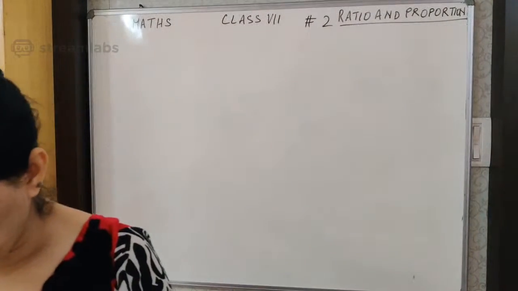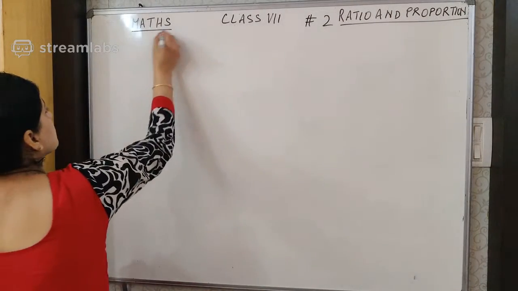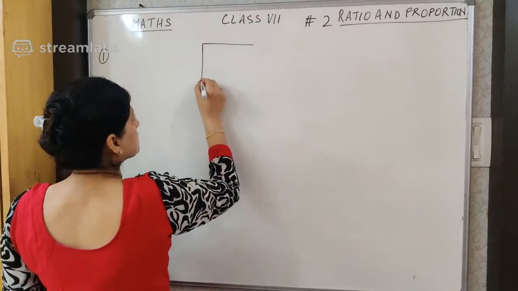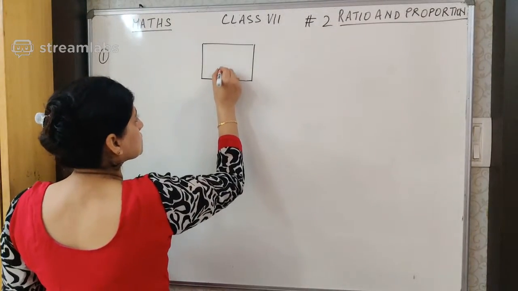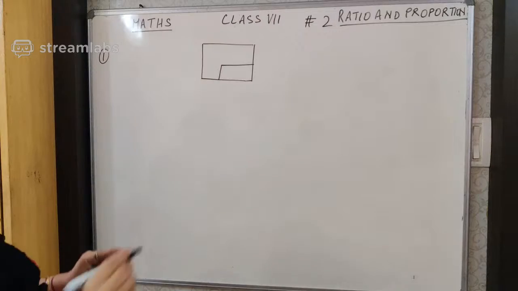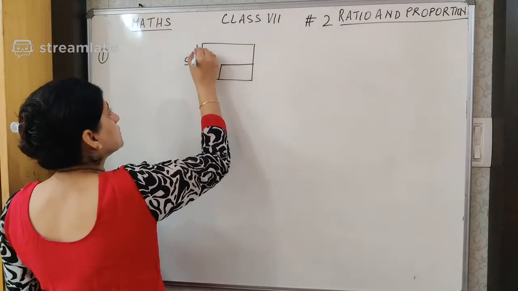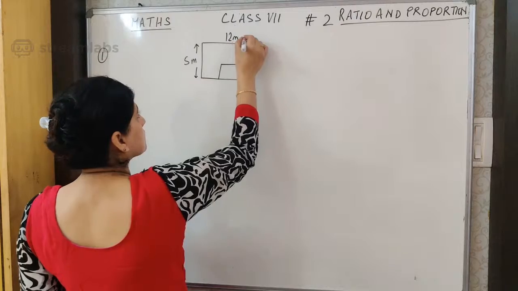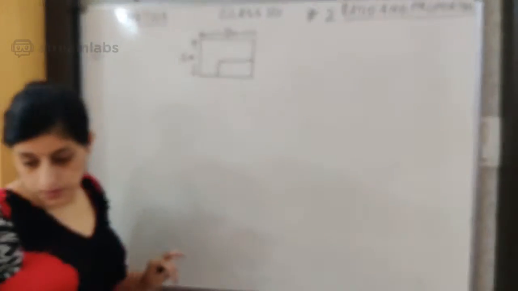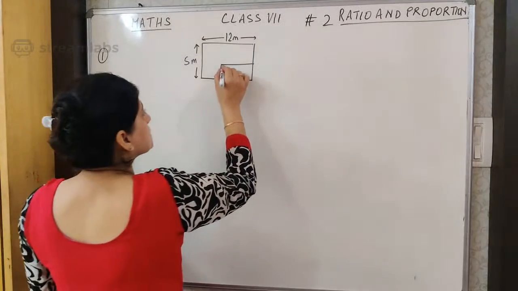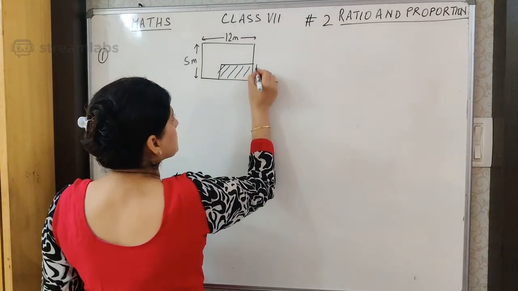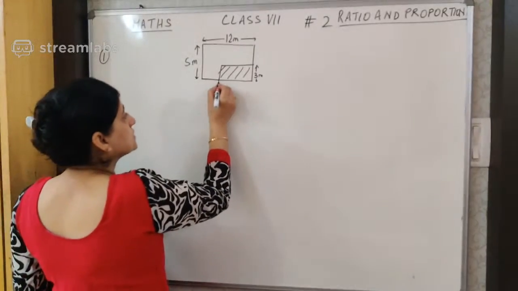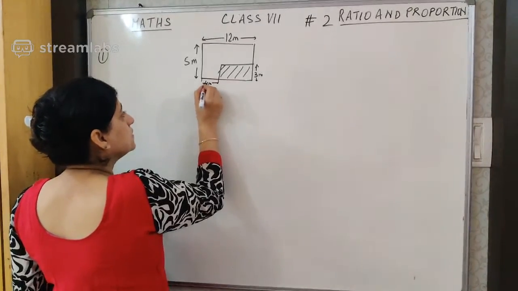I am taking up a question for which I need to draw a figure as well. This will be the first question for today's session. There is a rectangle given in the question. Inside the rectangle, there is another small rectangle, and some dimensions are mentioned in the figure: 5 meter on this side, then 12 meter here. This side is given 3 meter, and this length is given 4 meter.